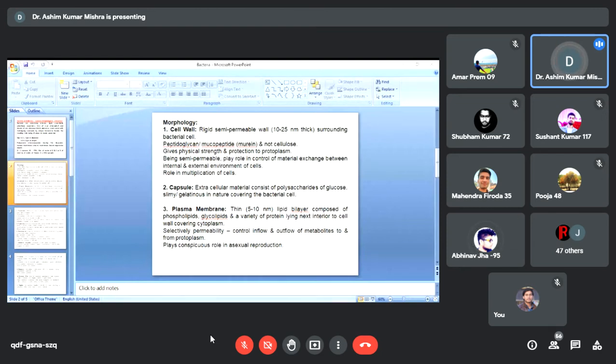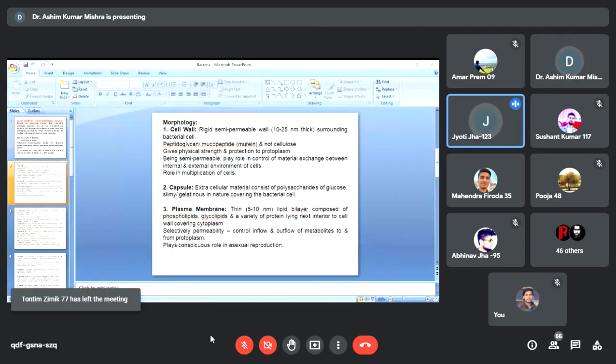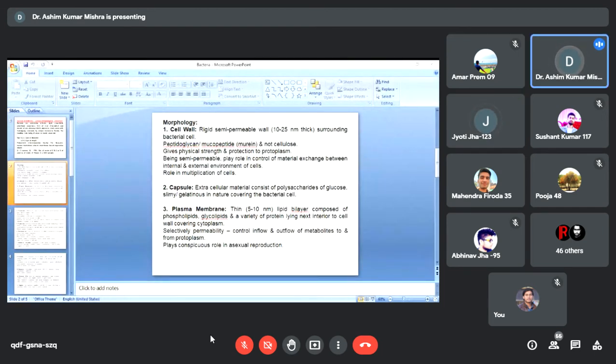And secondary metabolites, these are mainly the toxic materials. Secondary metabolites are made from bacteria, plants, and fungi. Suppose if you talk of the organism, the bacteria, these are the secondary metabolites which are mainly the toxic materials.